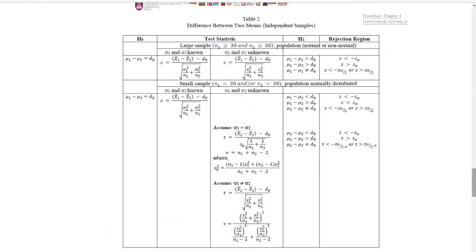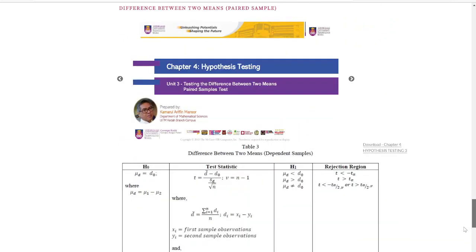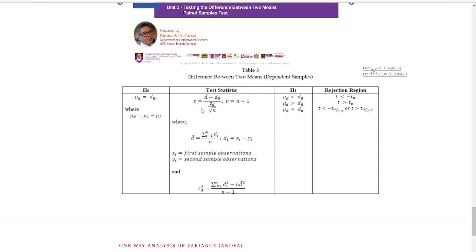So kena tengok dekat sini dia punya table untuk yang dependent sample. So what is the value of T statistic here? Okay, the T statistic is given by this value. So D bar minus D0 divided by SD divided by the square root of N. Okay, and then you have to find the value of the standard error for the difference. So this is the formula. So yang ni kalau kita nak tengok kat mana?